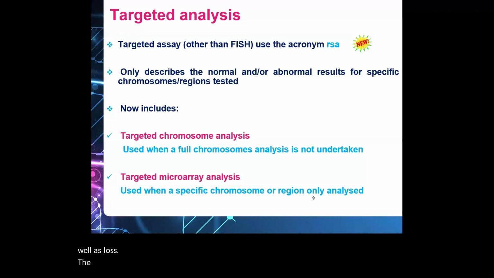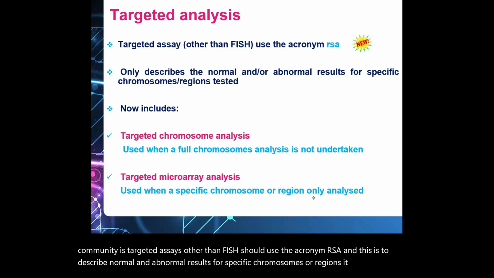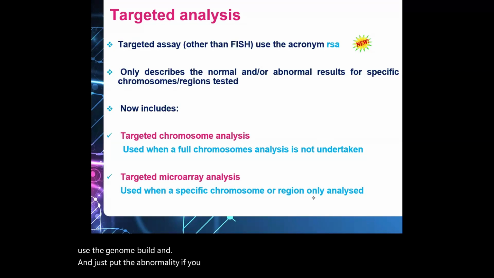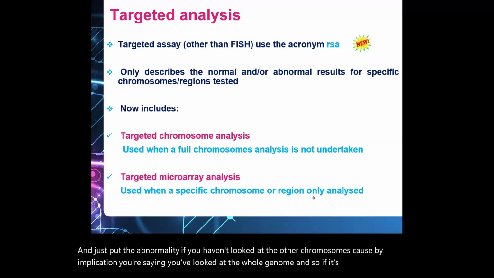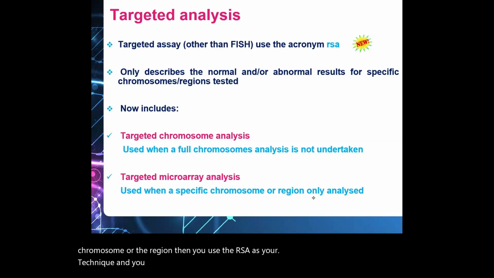The other thing that has really changed, and again came as a request from the genomics community, is targeted assays other than FISH should use the acronym RSA. And this is to describe normal and abnormal results for specific chromosomes or regions that are tested. You can't use the genome build and just put the abnormality if you haven't looked at the other chromosomes, because by implication, you're saying you've looked at the whole genome. And so if it's just targeted for the chromosome or the region, then you use the RSA as your technique, and you don't use ARR.